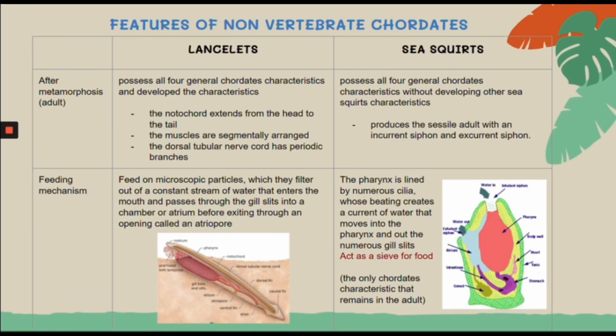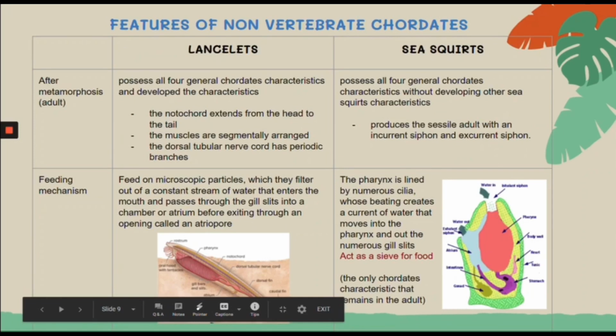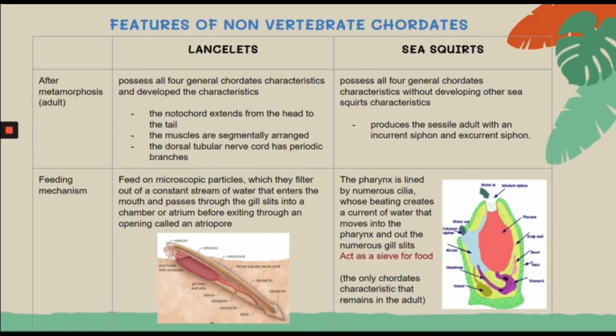Next, for the sea squirt, the feeding mechanism is that the pharynx is lined by numerous cilia. The beating of cilia creates a current of water that moves into the pharynx. So when water moves into the pharynx and out of the numerous gill slits, the pharynx and numerous gill slits will act as a sieve for food.